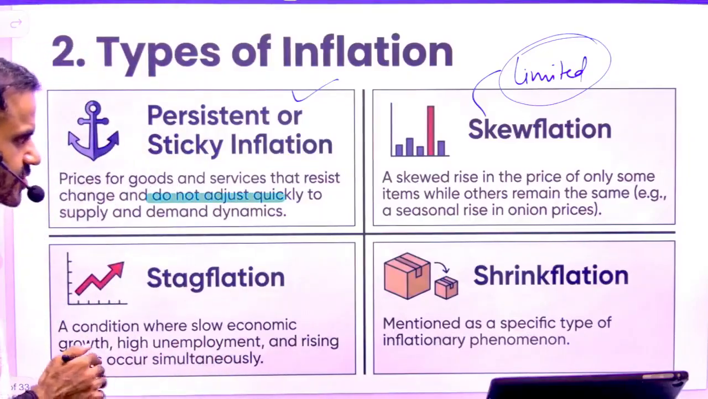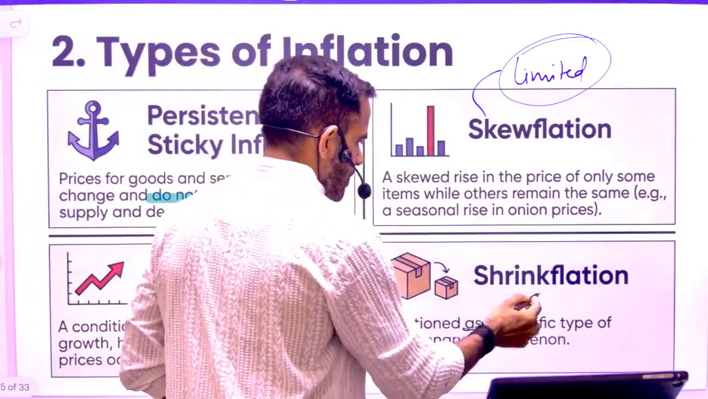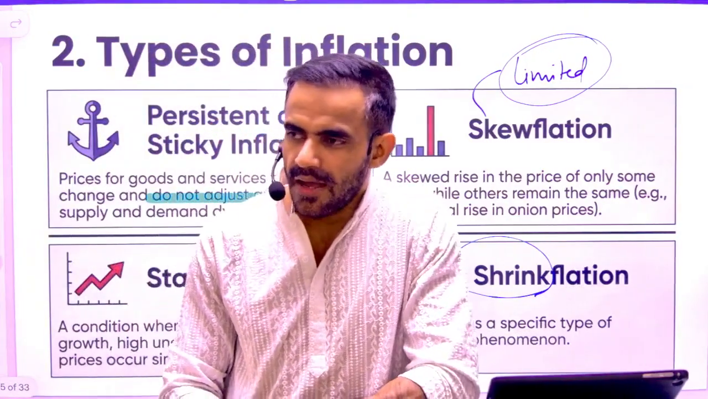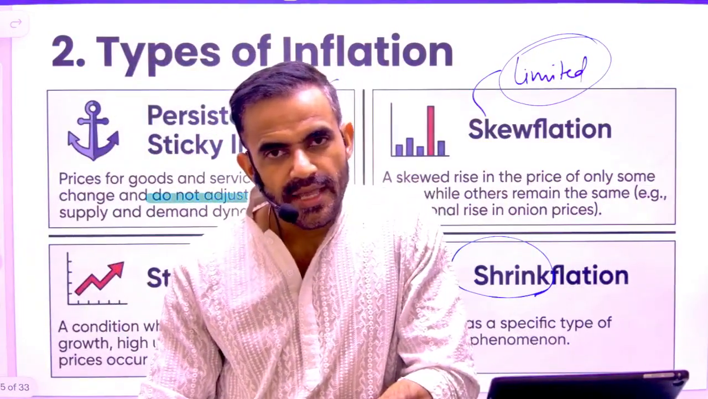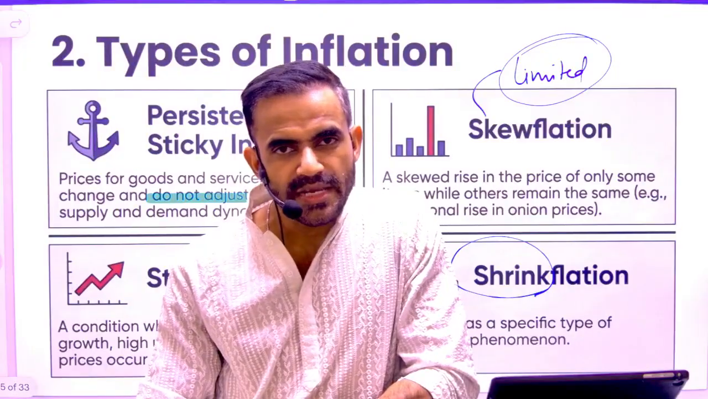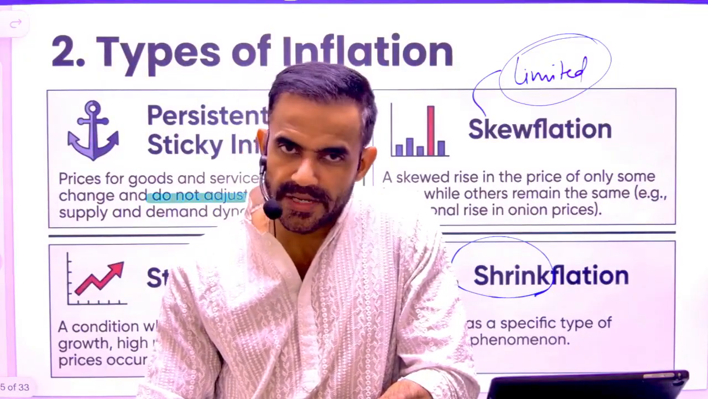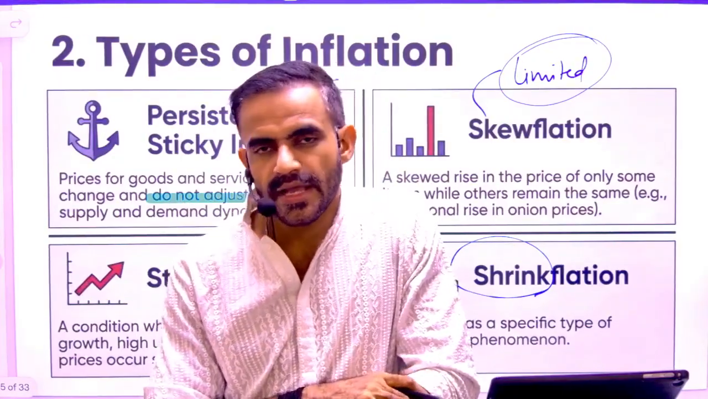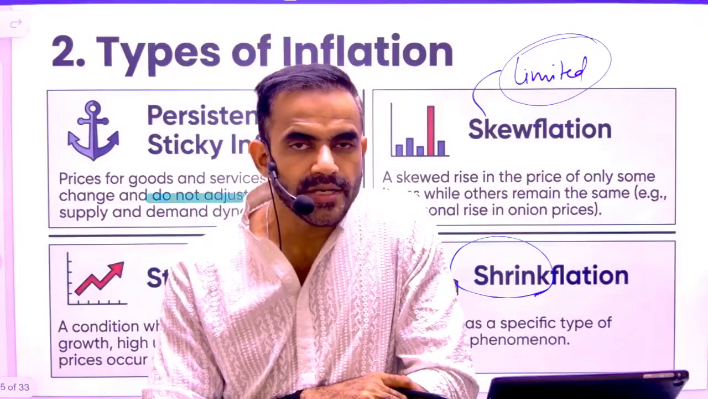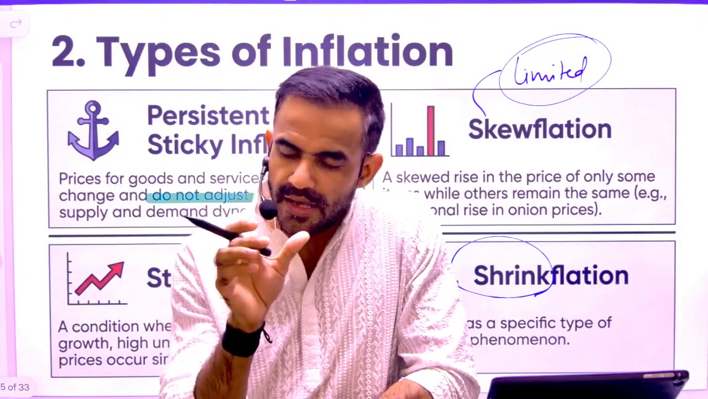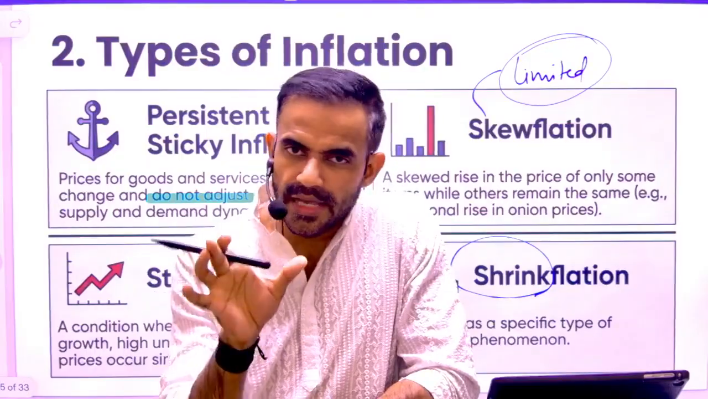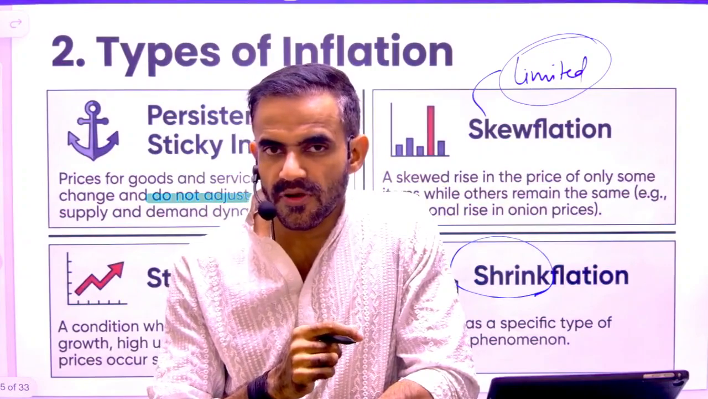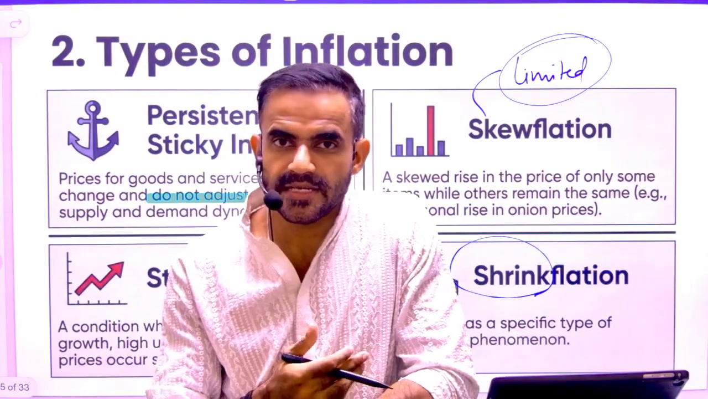Okay. Then there is shrinkflation. What is shrink? Just remember, shrink means to contract. Let me give you a very basic example. Parle-G. The price of Parle-G is the same. How are they able to cope with inflation? Most of these packaged item companies can maintain the same price by reducing the quantity. So in this case, rather than increasing the price of the packet, they are reducing the quantity in the packet.